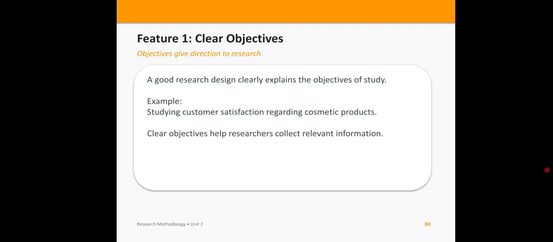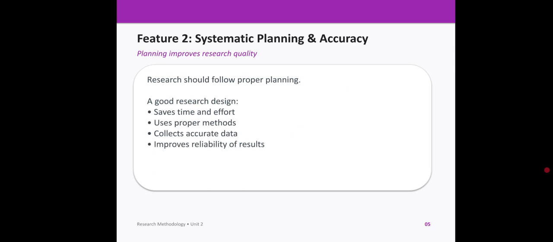If the objectives are not clear, then researchers may collect unnecessary data. Research becomes confusing and results may become meaningless. So a good research design always has clear objectives. Next we have the second feature, that is systematic planning and accuracy.